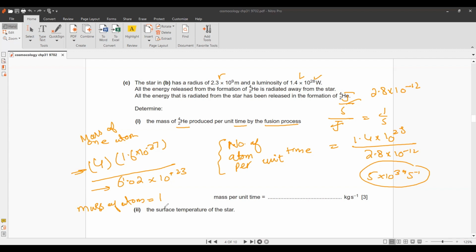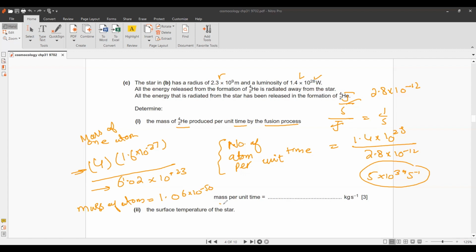Okay, 1.06 times 10 power minus 50. Hold on, let me clear this out. Are you getting the same answer? 1.06 into 10 raised to minus 50.